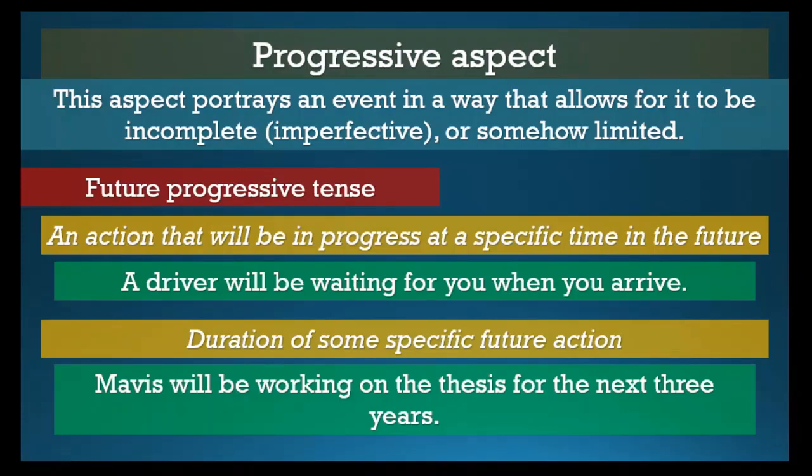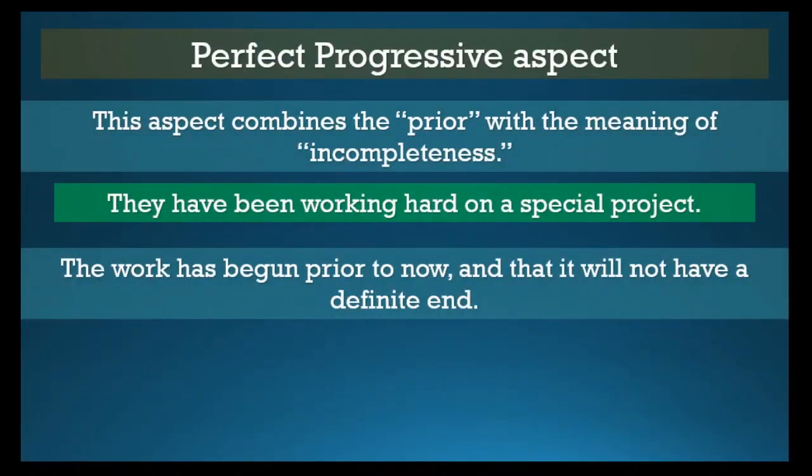Now let us proceed to the last aspect, which is the perfect progressive aspect. This aspect combines the prior with the meaning of incompleteness. In this combination, an action is assumed to have begun prior to a particular time and continues from there. Let's look at this example: They have been working hard on a special project. Here, the work has begun prior to the present time and will probably not have a definite end, at least at this point, because of the progressive nature of the tense aspect.